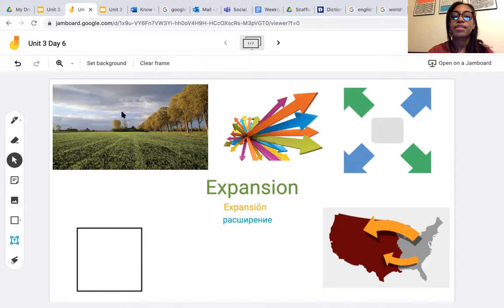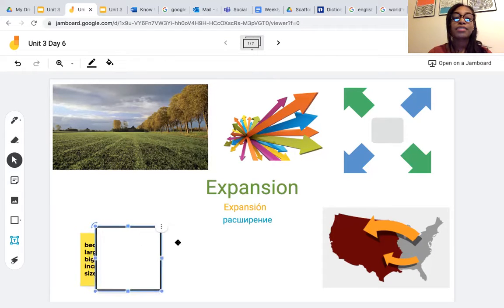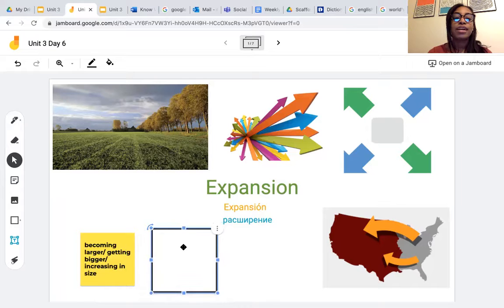We see arrows, we see land. Okay, what does this mean? Okay, expansion means maybe getting bigger, going somewhere else, going to a new land. Okay, let's see if you are correct. So, to expand means to become larger, to get bigger, or to increase in size. Okay, very good.